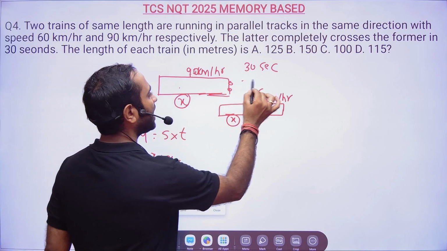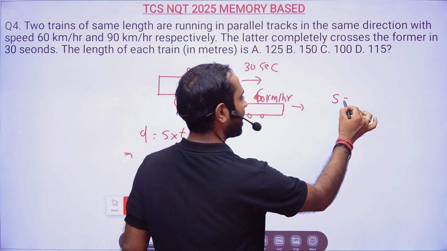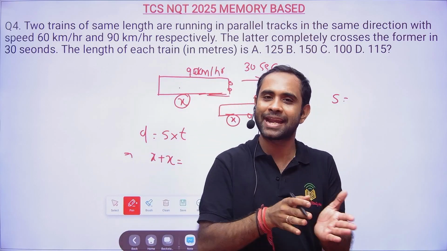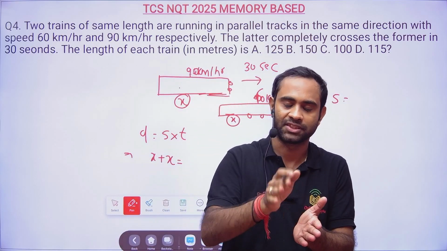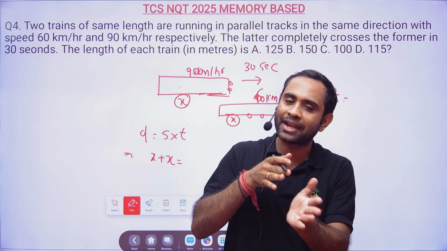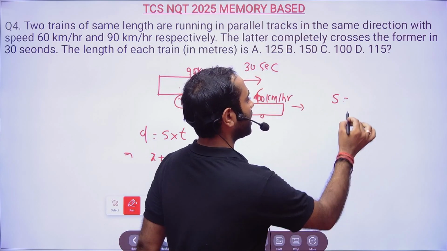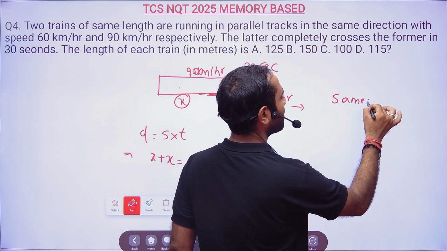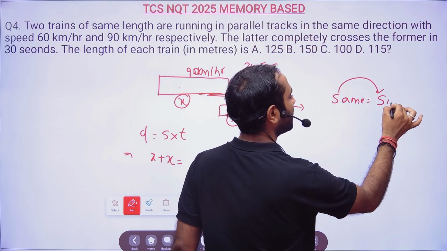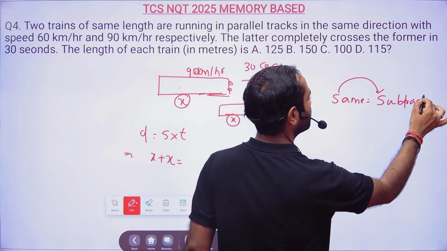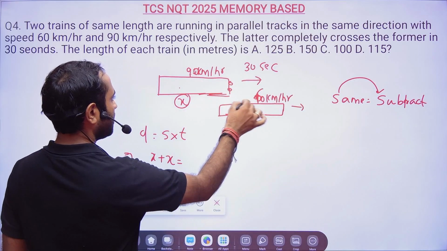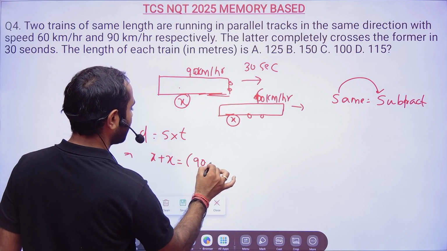They are moving in the same direction. So S for same and S for subtract. If they are moving in the same direction, then you have to subtract. So here you have to subtract 90 minus 60.